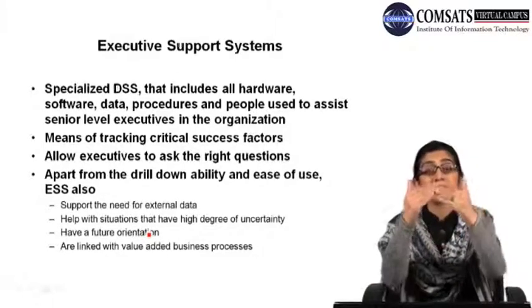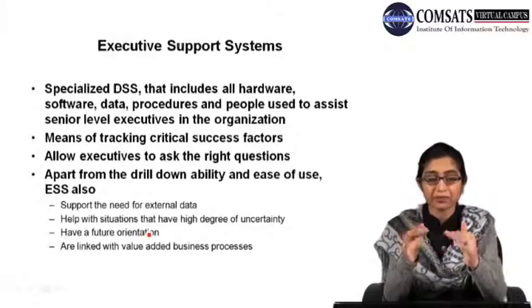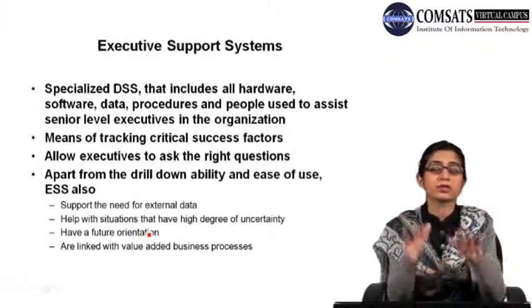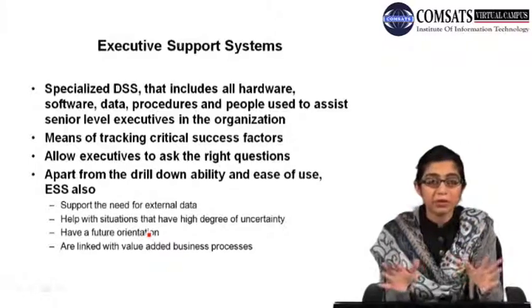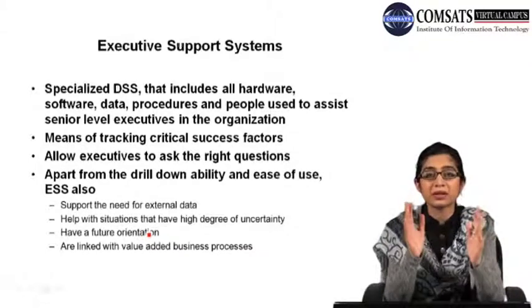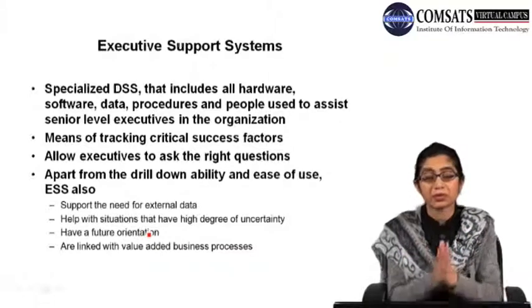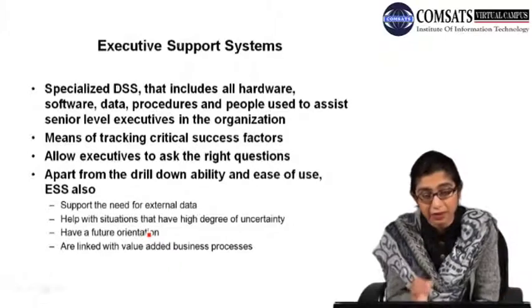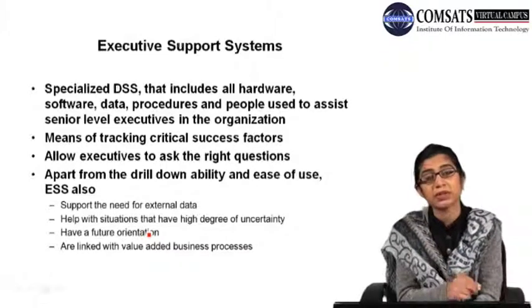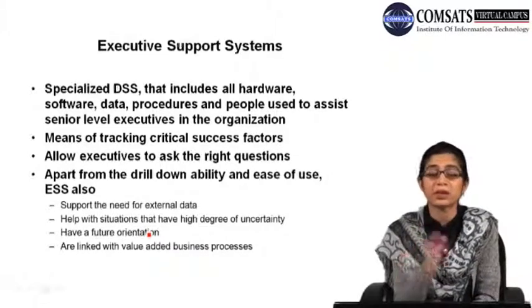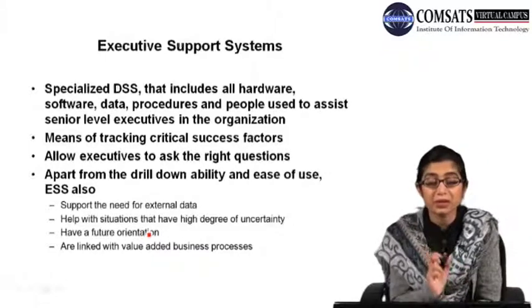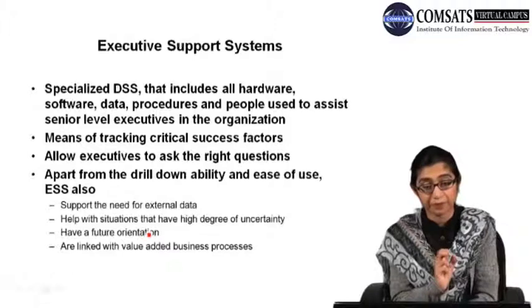Now we're going to talk about the very top level management. That is all about strategic planning, strategic control, strategic problem solving, and basically all about goal oriented approaches. So executive support systems are specialized DSS, decision support systems, that include hardware, software, data, and procedures people use to assist senior level executives in the organization.